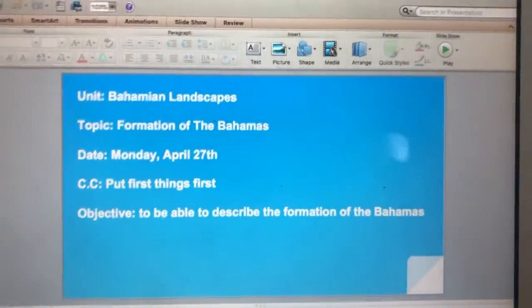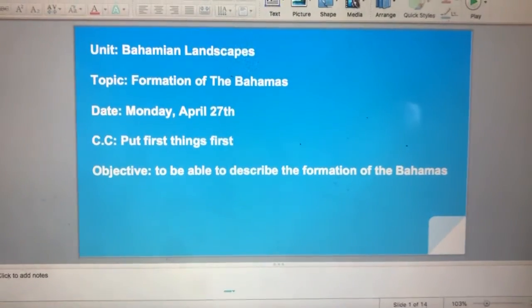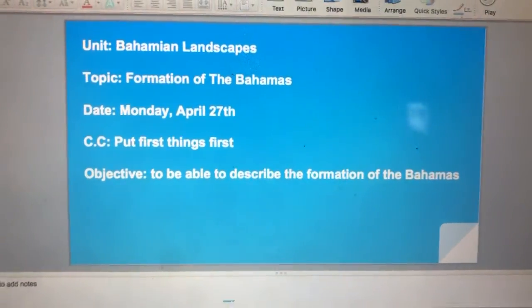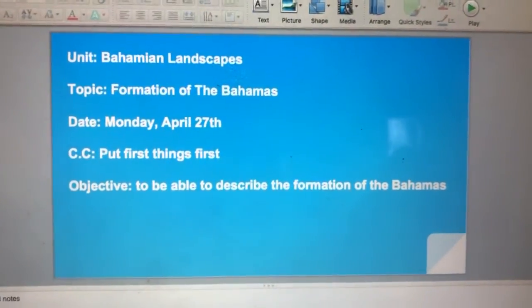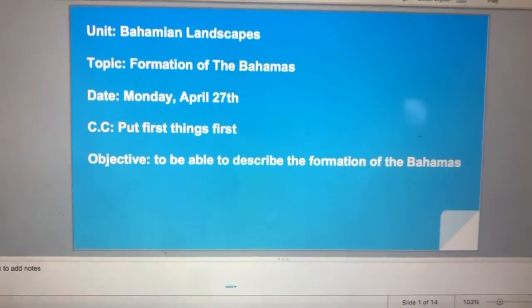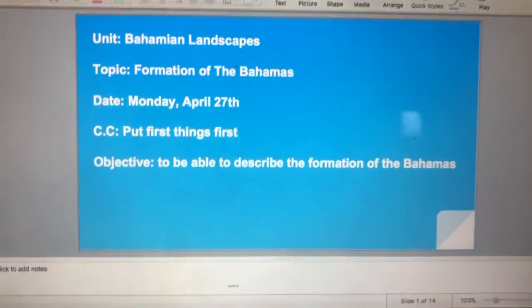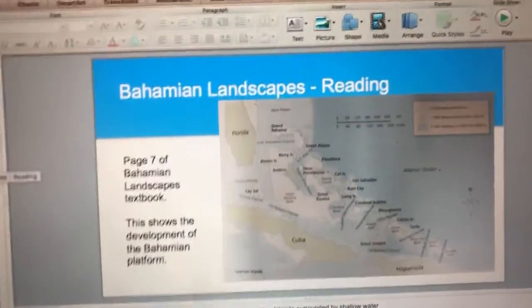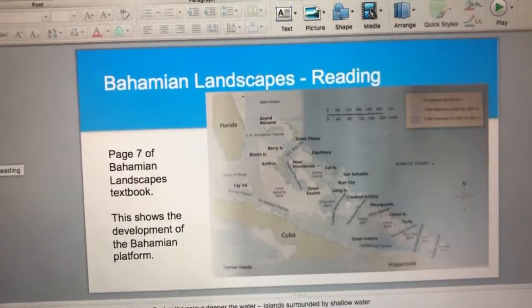We're going to have two parts to this, okay? First, we're going to look at the formation of the Bahamas. So if you could freeze this and copy down this unit, topic, date and objective, okay? We're looking at the formation of the Bahamas. And if you go to page 7, you'll be able to see this development, okay?